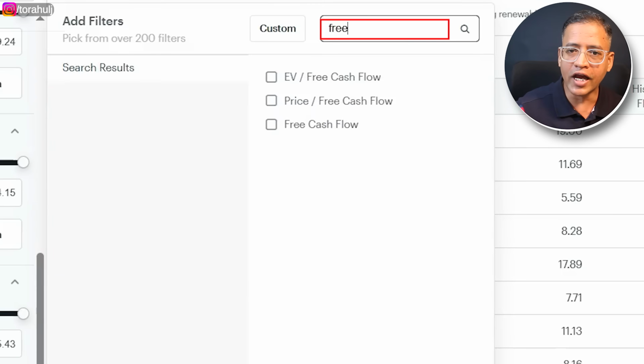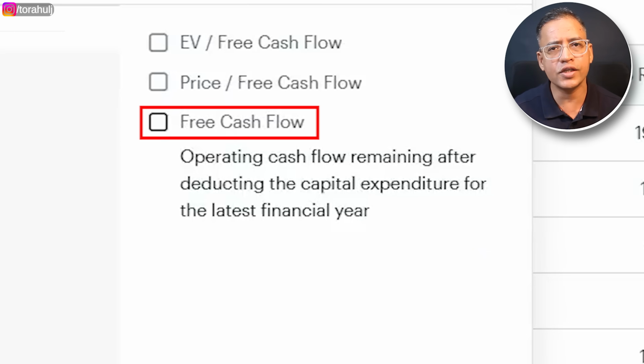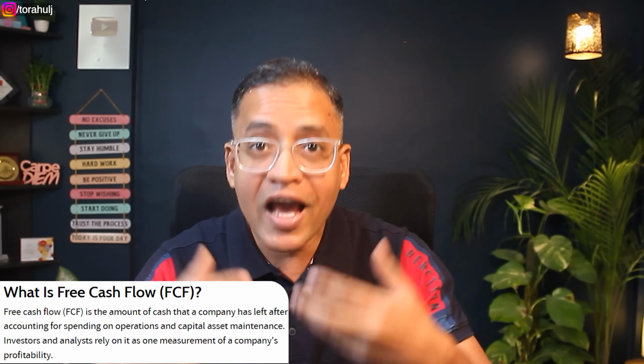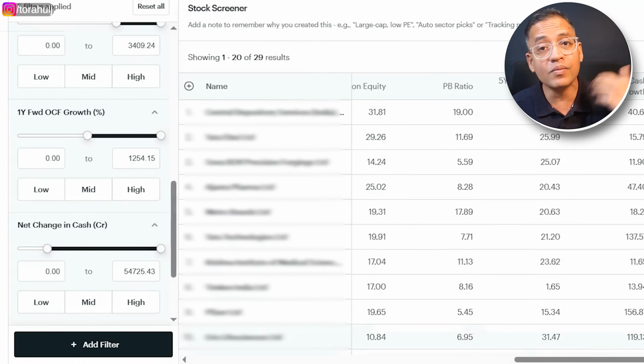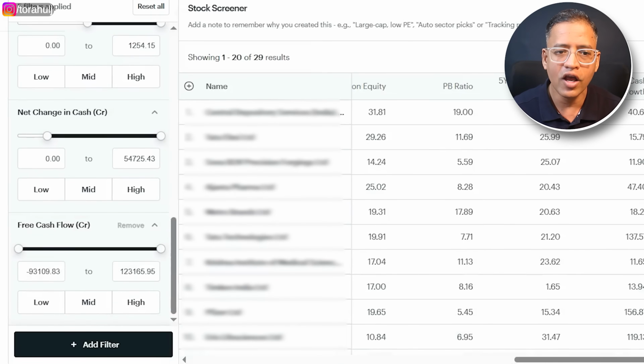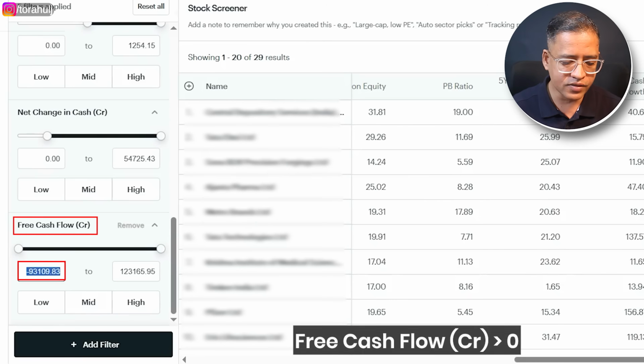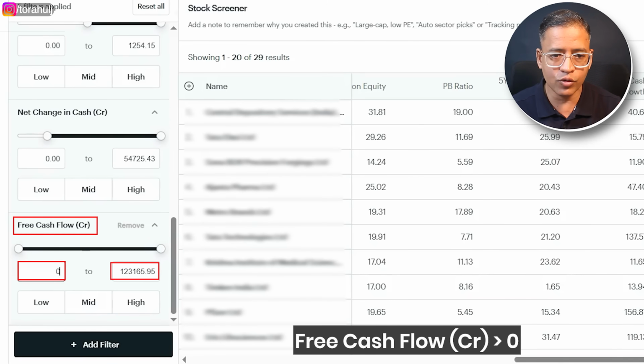So I'm going to say free cash flow here, and this free cash flow is simply meaning that if from the operational cash flow, if you remove all the capex, the capital expenditure, do you still have money left? That's what the point is. And if you have the money left, this is even better from a positioning perspective. So I'm going to say, give me all those companies where the free cash flow is more than 0.